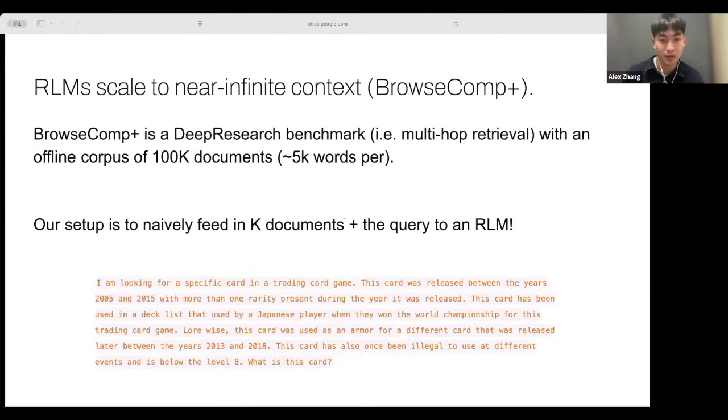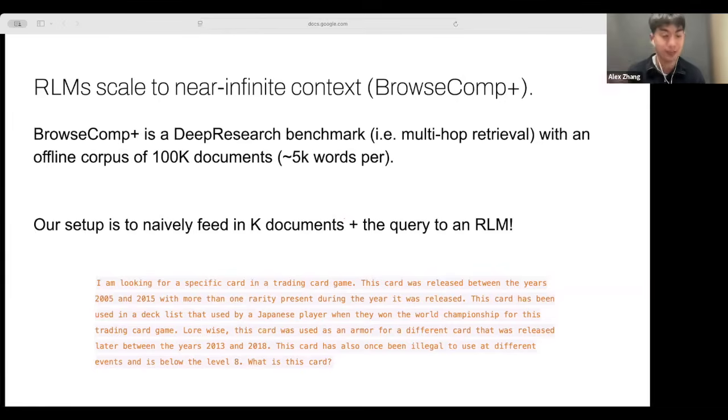And the second benchmark was this Browse Comp Plus thing. Browse Comp, I think, is a benchmark from OpenAI. Correct me if I'm wrong, I think it's Jason Wei's paper. But the idea is it's a deep research type of benchmark, which just means multi-hop retrieval over the web. Here, what they did was they took Browse Comp, downloaded this giant corpus, and guaranteed that the solution is somewhere in this corpus. But it's an offline multi-hop retrieval problem.